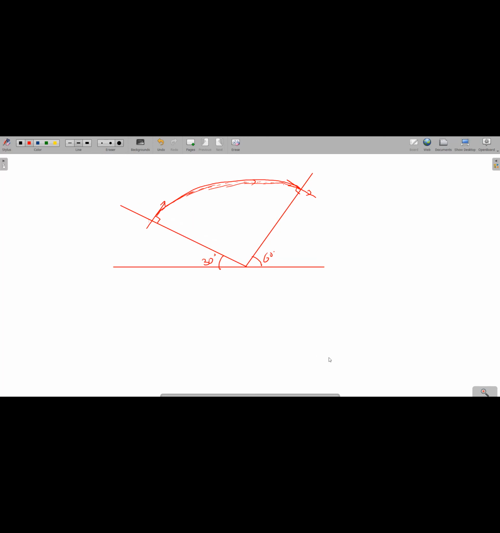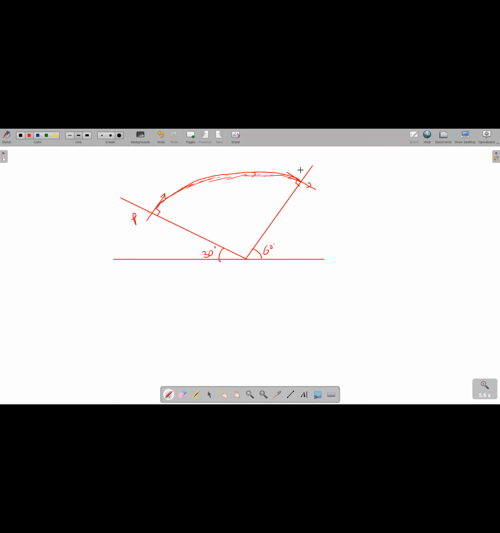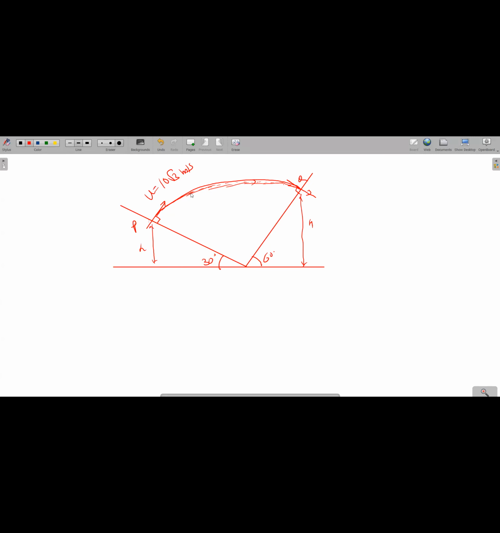Suppose this is your point P and this is your point Q. This height is, let's say, capital H. The initial speed with which the ball is thrown is 10 root 3 meter per second.